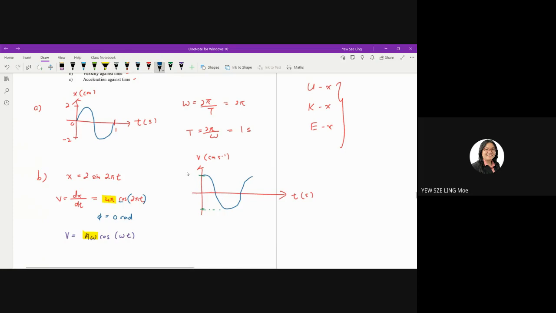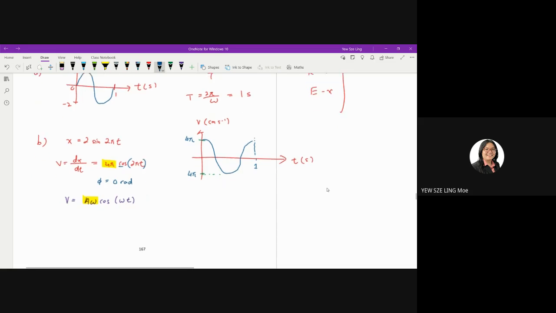So the value here should be 4 pi, not 2. It should be 4 pi. For the period, the period is the same because we are still using the same omega. So it's 1. One complete oscillation, the time taken is 1. So that is the graph for velocity against time.